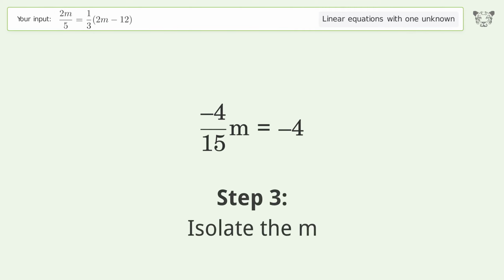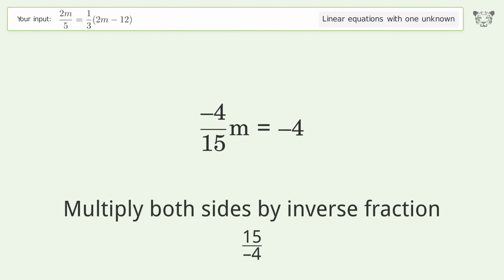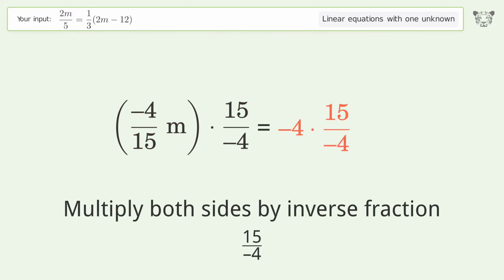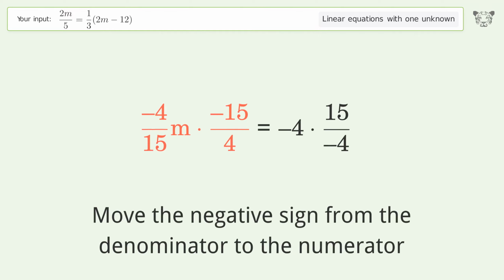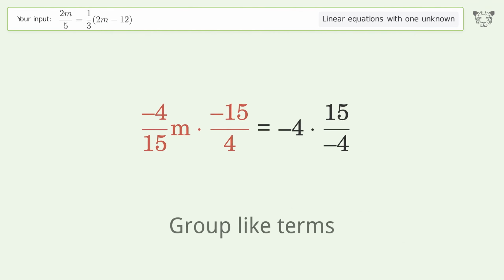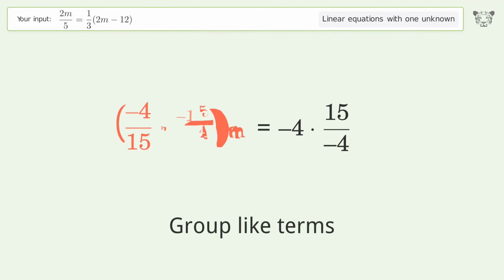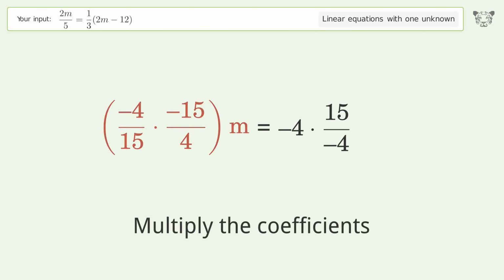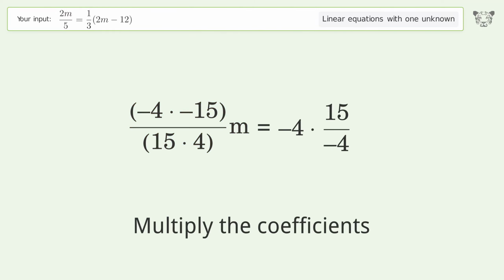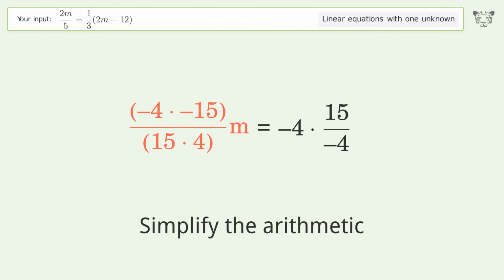Isolate the m. Multiply both sides by inverse fraction 15/-4. Move the negative sign from the denominator to the numerator. Group like terms. Multiply the coefficients. Simplify the arithmetic.